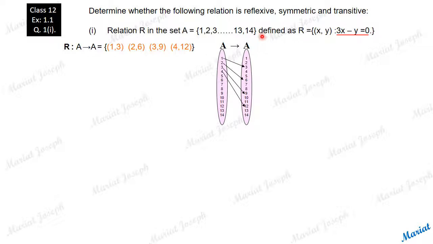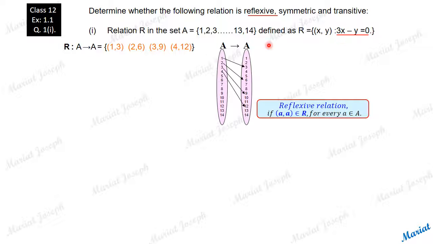Now, we need to check whether the relation is reflexive. What is a reflexive relation? A relation in set A is called a reflexive relation if ordered pairs of the form (a, a) belong to the relation for every element a of the set A. That is, elements of the form (a, a), meaning both coordinates are the same: (x, x). Let's see. (1, 1), (2, 2), (3, 3), (4, 4), etc. are the elements that should be present in this set to call it a reflexive relation.